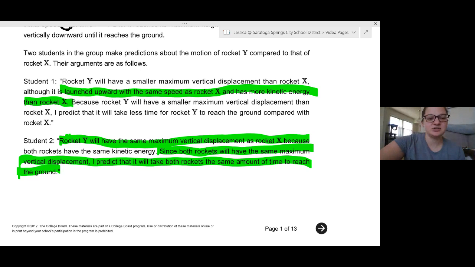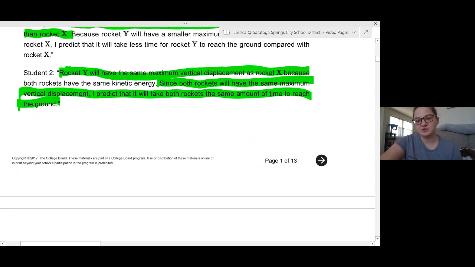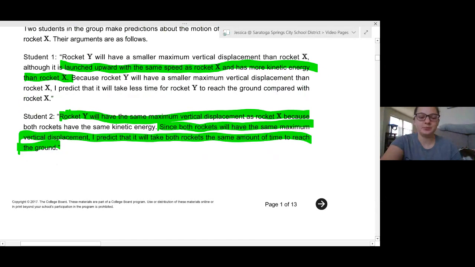Okay, so unfortunately on the AP exam, you guys won't have this option to underline, which is a shame. So let's see.